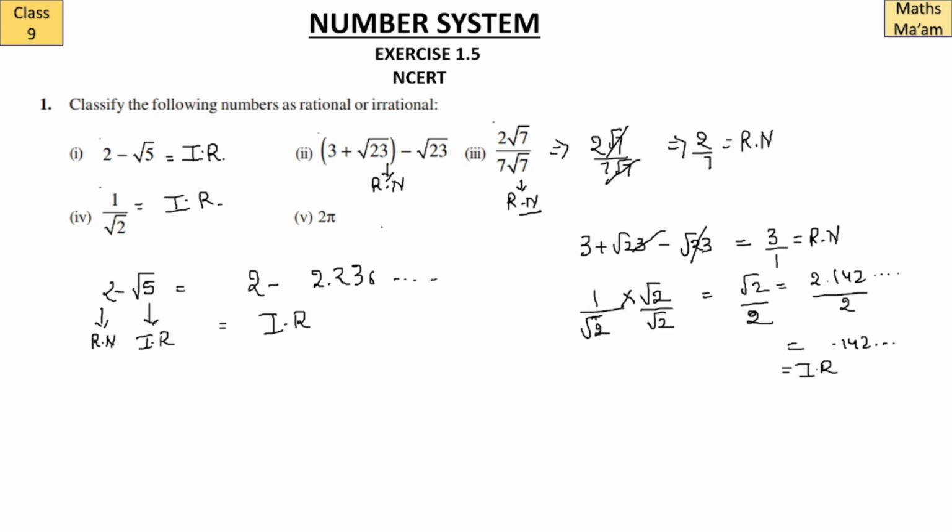Now the last is 2 by root pi, that is 2 pi. We know that pi is an irrational number as the value of pi is non-terminating, 3.14 and so on. And when we multiply this pi with 2, again we get an irrational number. So this option is also irrational.